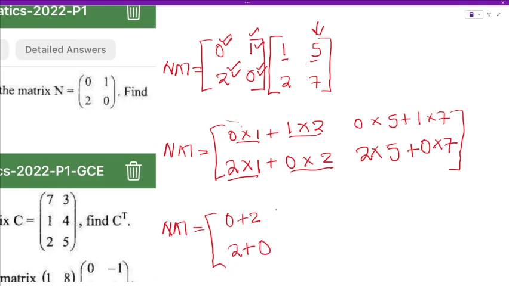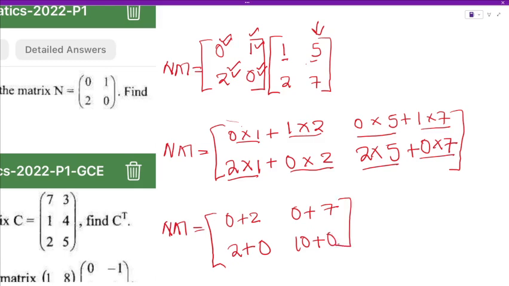We leave some space here to show that we are now switching to other entries. 0 times 5 there will give us a 0, plus 1 times 7 there will give us 7. 2 times 5 there will give us a 10, plus 0 times 7 there will give us a 0.